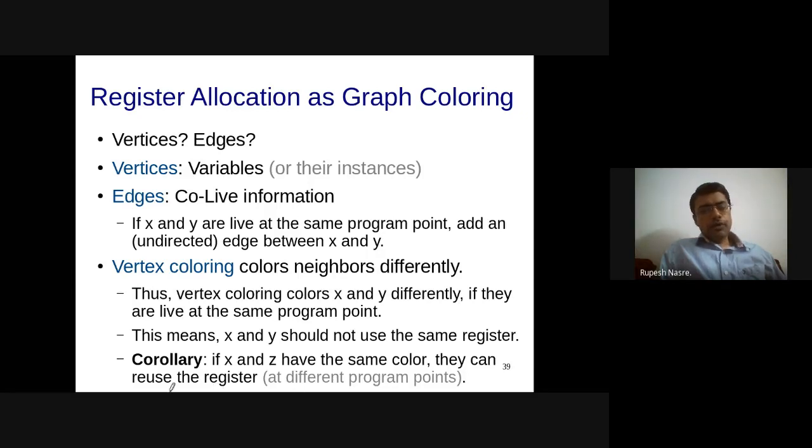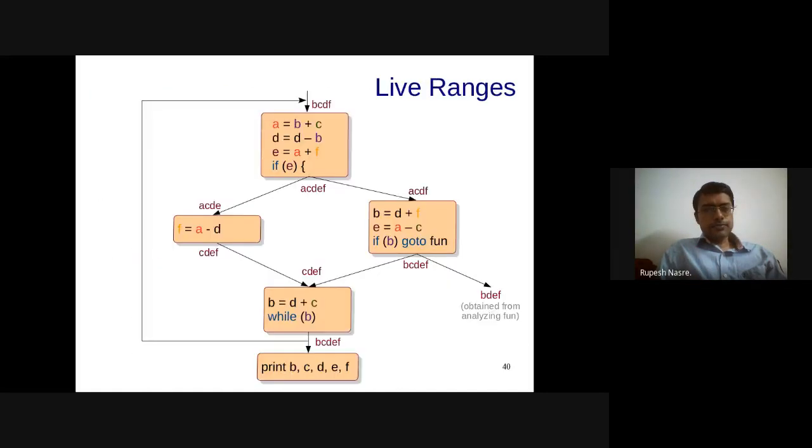And a corollary of that is that if two variables have the same color in this graph, that means that they are not co-live, and therefore you can use the same register for the two. And that typically does mean that they are at different program points.